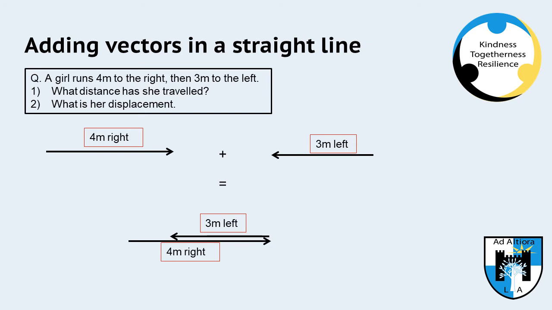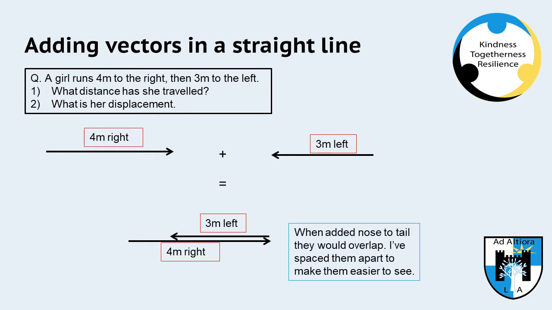When we add these together, if we're doing them nose to tail, tip to tail, we should get two arrows that are actually directly over each other, but that's kind of hard to see. So I've spaced them a little bit apart. I've lifted the 3 meter arrow slightly higher up here, so it should actually be right on top, but it's a bit easier to see.